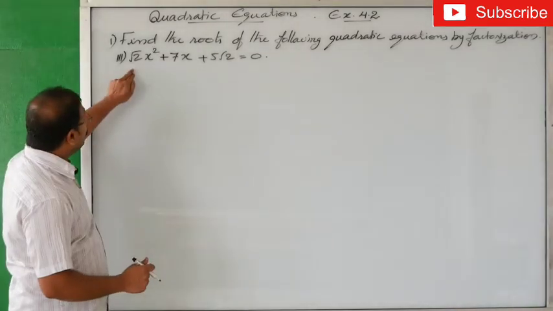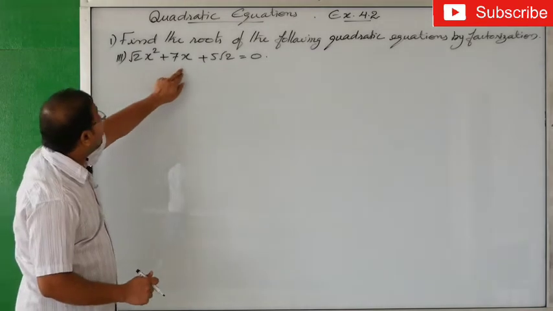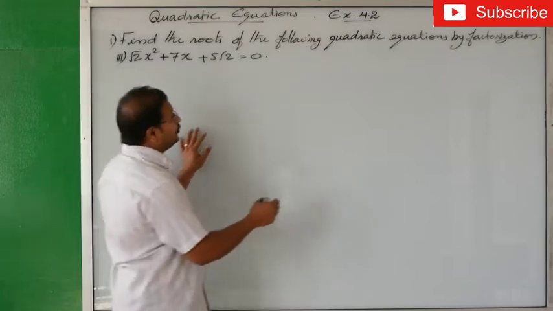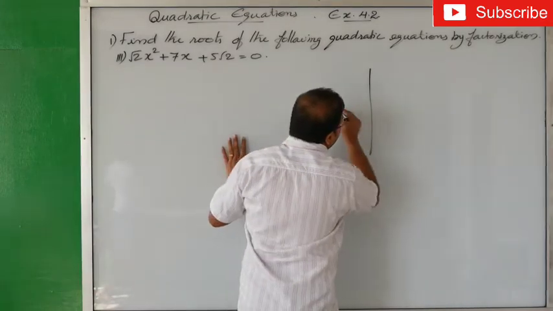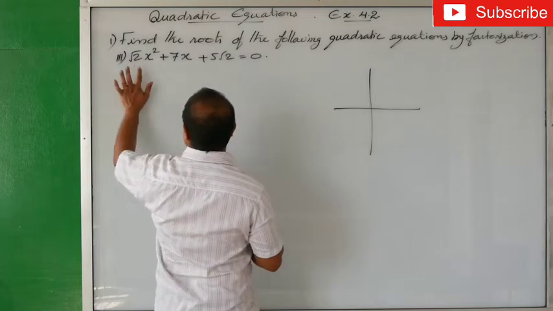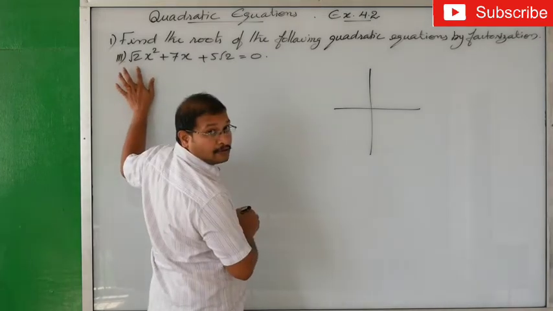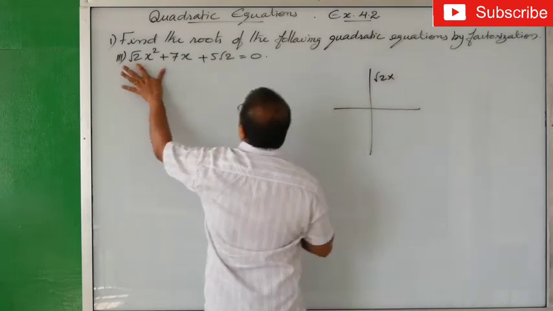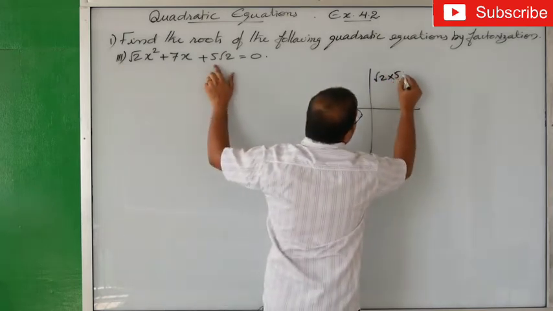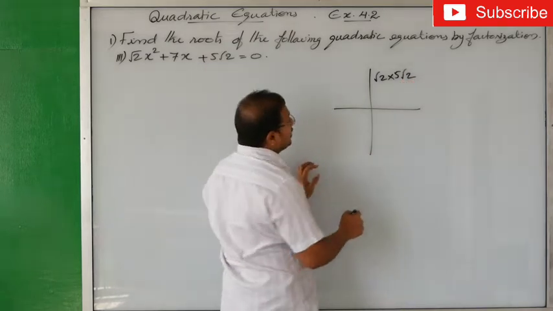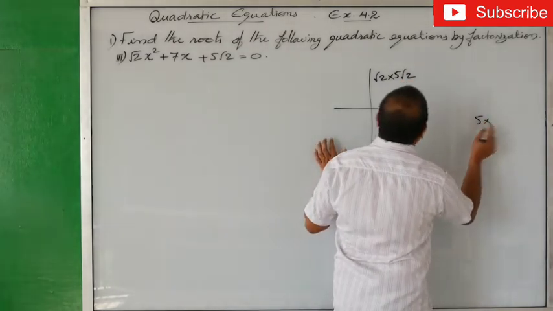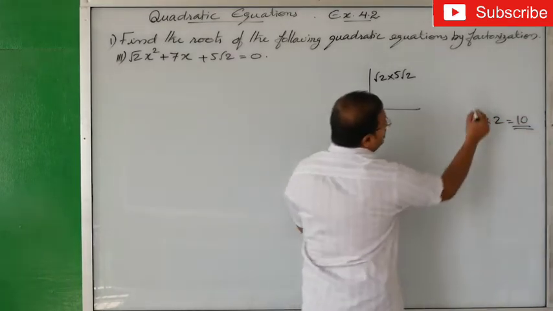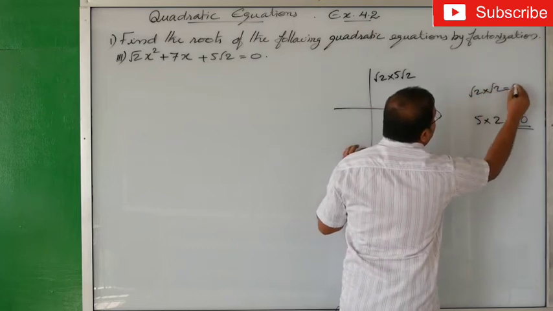Question number 3. Root 2x square plus 7x plus 5 root 2 equal to 0. Ready? So what will you do first? Yes, we will make a cross. First, the coefficient of x square. What is that? Root 2. So root 2 into the constant term 5 root 2. That means 5 into root 2 into root 2. See my dears, root 2 into root 2 will give 2, isn't it?